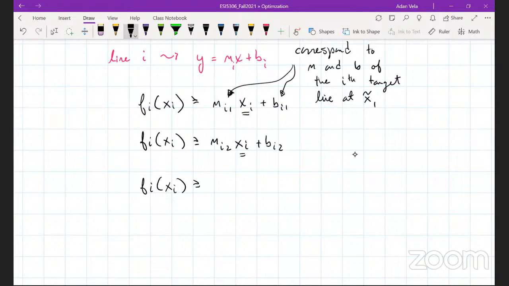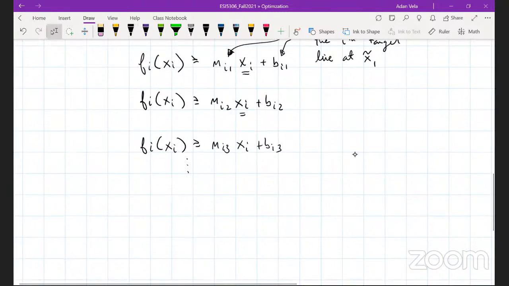Now we'll repeat this process for each tangent line. And so the more tangent lines you have, let's say we have k tangent lines, the better your approximation will be. Okay. Now, this also depends on where you put your tangent lines, right? There's always good and bad places to put your tangent lines. And we'll go over that a little bit more later.